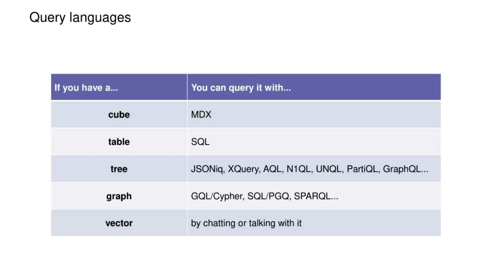Very good news. For graphs, the market has now consolidated because the vendors have managed to agree on some common query language. And now they are all migrating their software to comply with this standard that they have agreed with. So this is very, very good news, and hopefully inspiring for the people developing tree-based systems. And vectors, well, by chatting or talking with it, right? You just type some words and you get some words as an answer. That's basically the query language, right? Even via voice.